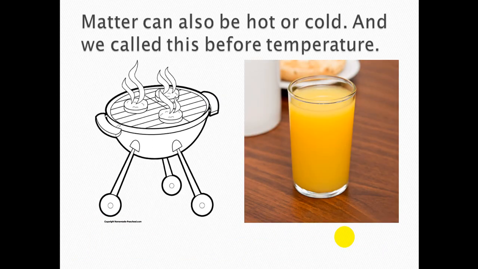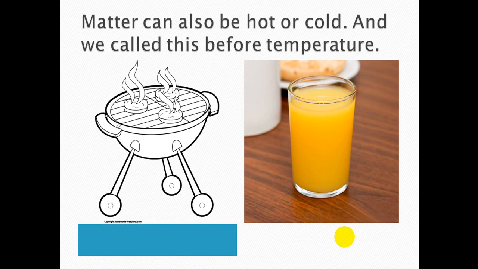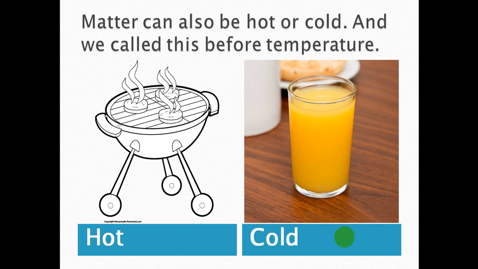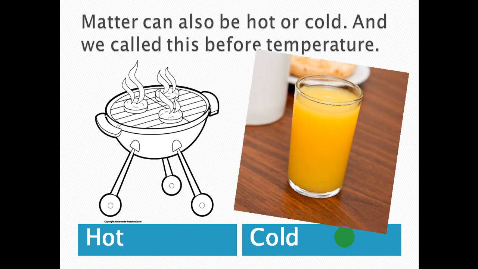Another property is being hot or cold, and we called this before temperature. Some objects are so hot you cannot touch them, like these grilled burgers. And some others are cold, like this orange juice. And if you remember, we said before that temperature can be measured by a thermometer.